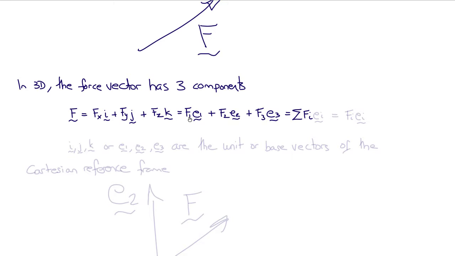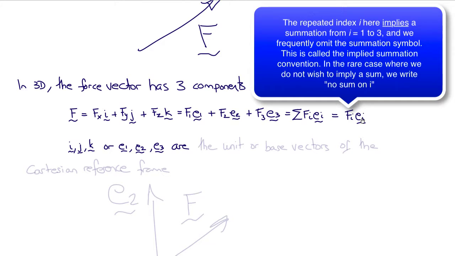We will tend to use the notations F1, F2, F3, e1, e2, e3, instead of Fx, Fy, Fz, i, j, k, even though they're completely equivalent, so that we can use the shorthand sigma Fi ei. And then in continuum mechanics, we frequently use the repetition of the subscript to imply the summation, and so this is called the summation convention or implied summation. So the repetition of the index here implies a sum, and the sum would always be from 1 to 3 unless otherwise stated.